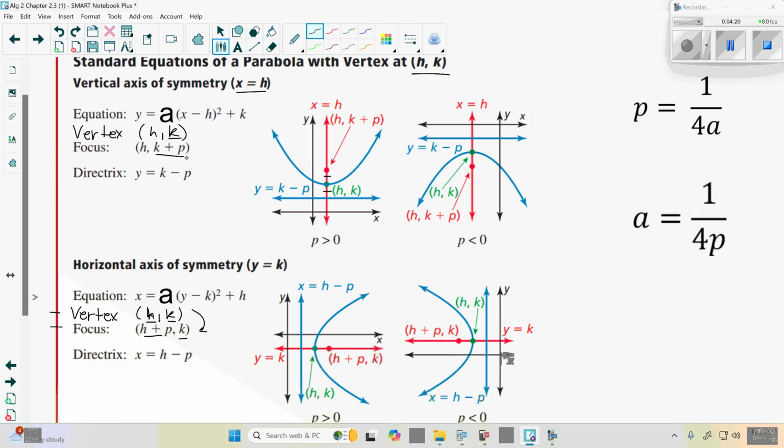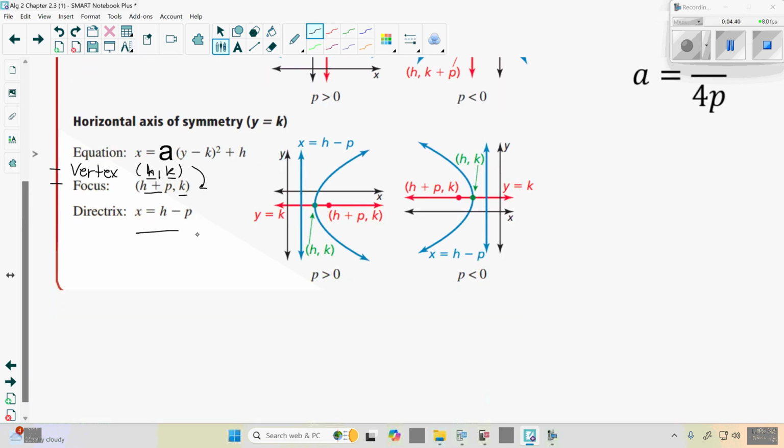The directrix is kind of nice because the directrix for y equals is y equals k minus p. Y equals a number. If they tell us the directrix is y equals, doesn't matter what the number is, it's going to be the y equals equation. If they tell us the directrix is x equals a number, it's the x equals equation. We're trying to match up the information they gave us to these general forms to find the values of h, k, p, but we need p to find a. Because we really need a, h, and k to get the equation.